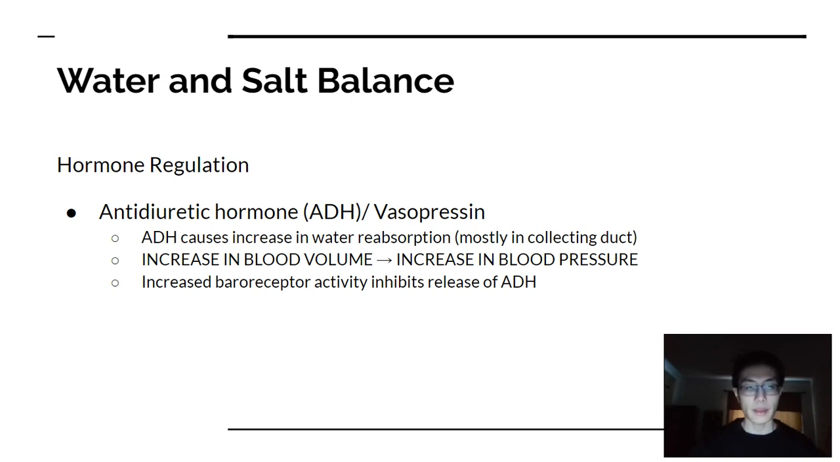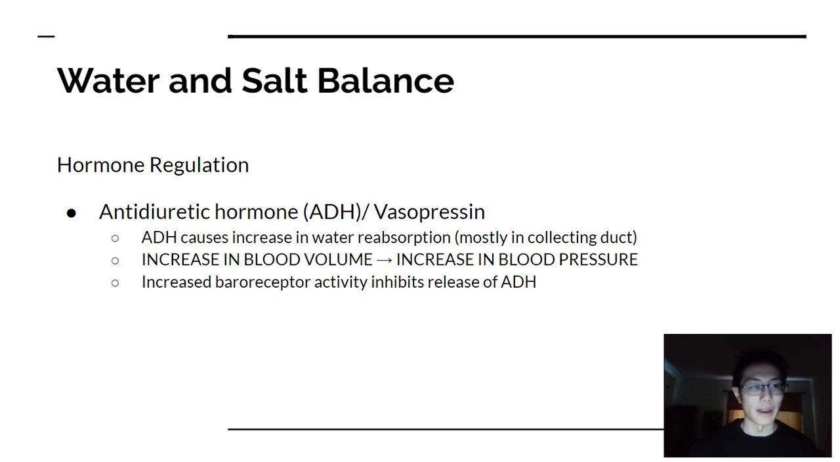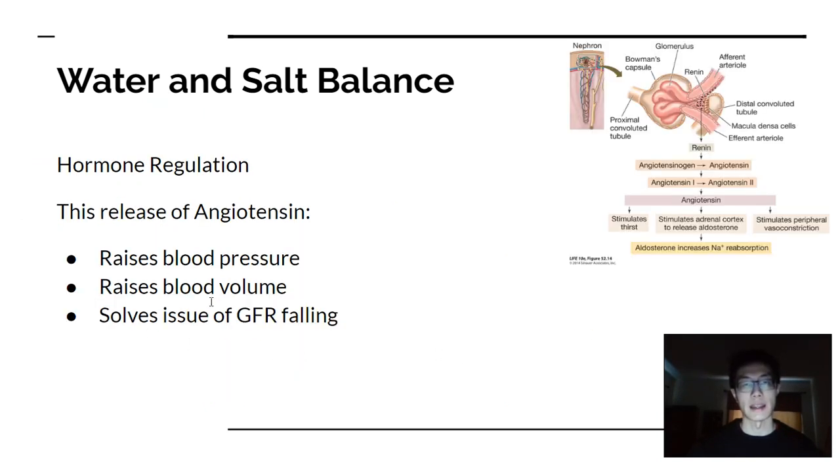What's really fascinating here is that some things can potentially mess up the system. One of them is caffeine and the other is alcohol. Caffeine and alcohol actually inhibit the antidiuretic hormone, aka vasopressin. Inhibition of ADH leads to less water reabsorption, which ultimately leads to increased urine production and frequent urination. So if you're drinking a lot of caffeine or a lot of alcohol, the reason you have to use the restroom more frequently is that these things are inhibiting ADH, so there's less water being absorbed, and therefore you have more urine available. So it's the combination of ADH along with things such as aldosterone that can increase water absorption and ultimately help maintain the GFR.